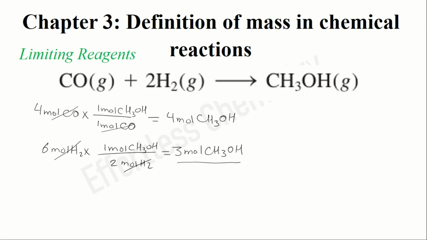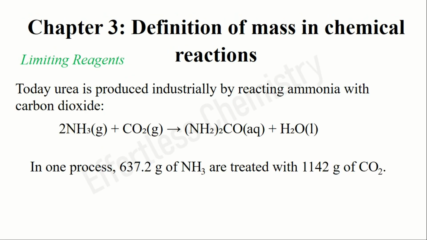In stoichiometric calculations involving limiting reagents, the first step is to decide which reactant is the limiting reagent, and then after the limiting reagent has been identified, the rest of the problem can be solved as outlined in the following example. Today, urea is produced industrially by reacting ammonia with carbon dioxide.